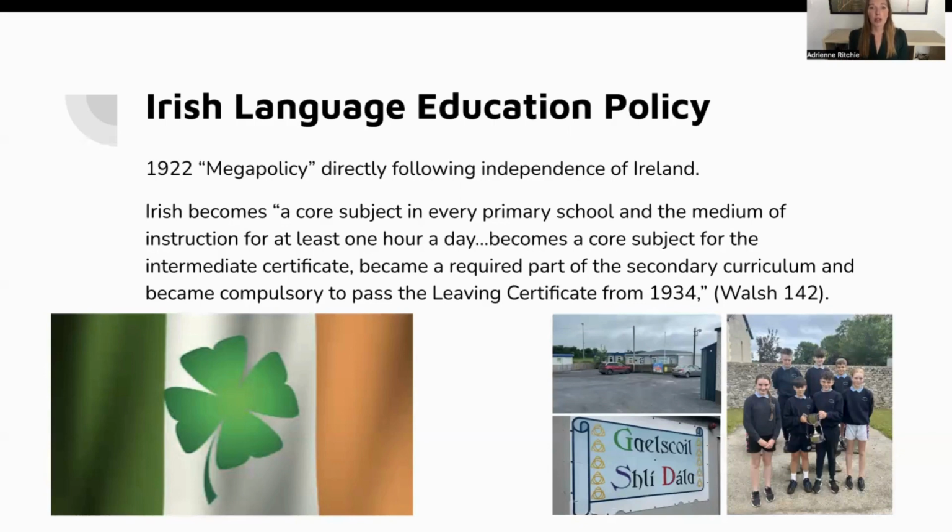It also became a core subject for an intermediate certificate, and it was a required subject, and you would have to pass a test for it in order to receive the leaving certificate, which was equivalent to our high school diploma. So they really pushed the Irish language very hard in education. No one in the public school system could go through that system without at least being semi-fluent or being able to pass entry-level exams in Irish. They were learning Irish every single day.